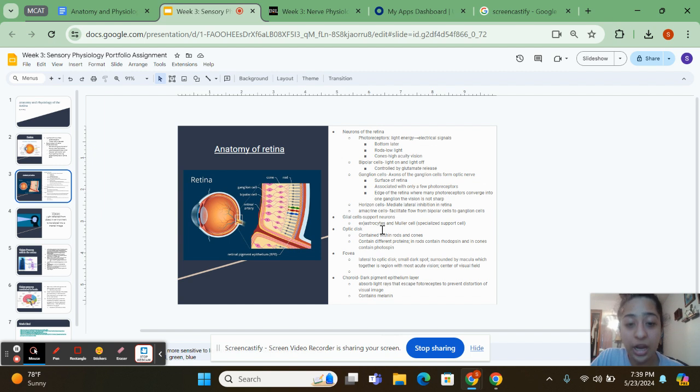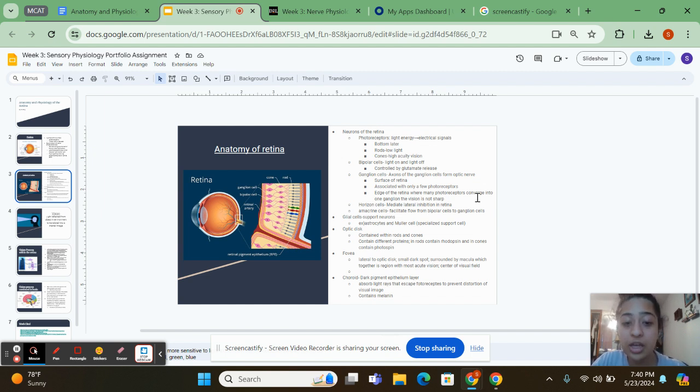Then we have horizontal cells, and these mediate lateral inhibition in the retina. And then we have amacrine cells, and these essentially facilitate the flow of the electrical signal from the bipolar cells to the ganglion cells. The optic disc is within the photoreceptor, so it's within rods and cones, and it contains different proteins. The special one in rods is called rhodopsin, and in cones it's called photopsin. Sorry if my pronunciation is not good.